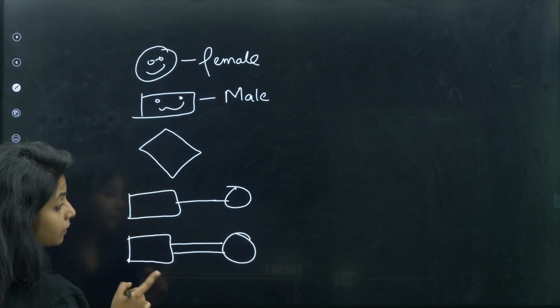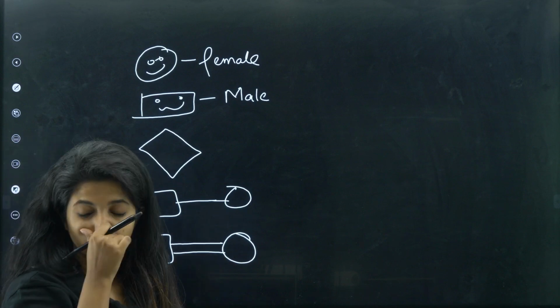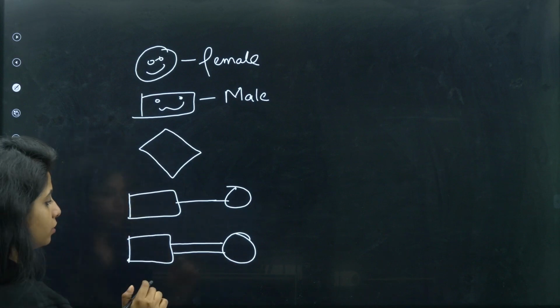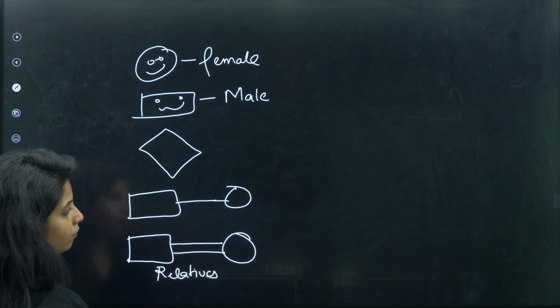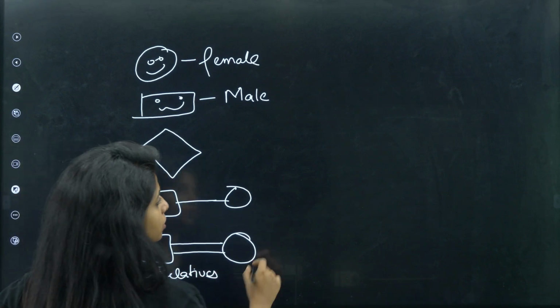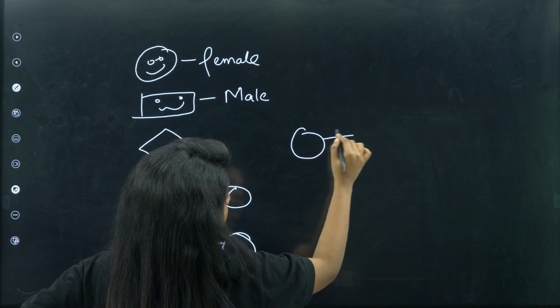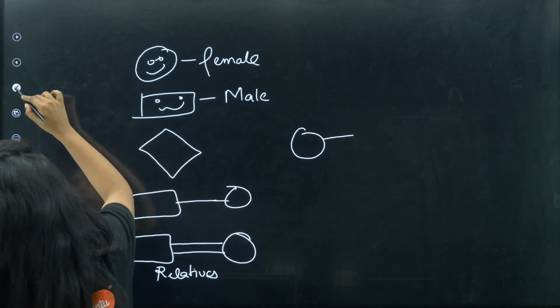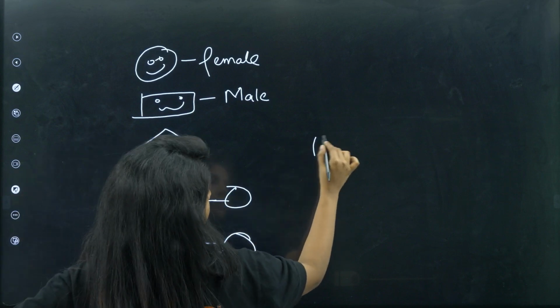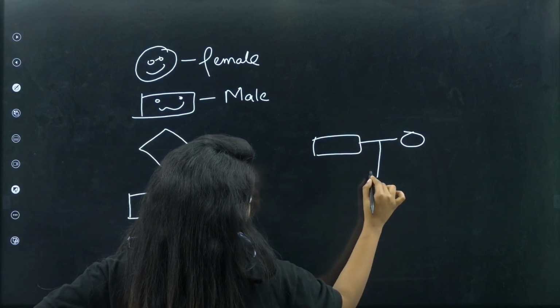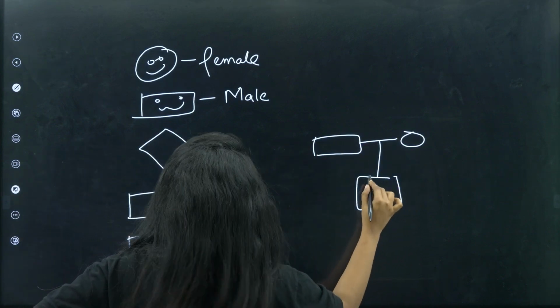This is when mating is happening between relatives. Okay, mating is happening between relatives. Now, over here, male and female gave rise to one male.